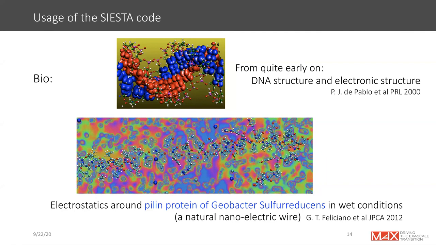That's an electrostatic map, but it is a situation in which we have a naturally evolved nanoelectric wire, which some strange bacteria are using to feed themselves. And so electronics is very important there, as well as the electrostatics shown here. So there were Siesta calculations, again, in this case of the order of 4,500 atoms.